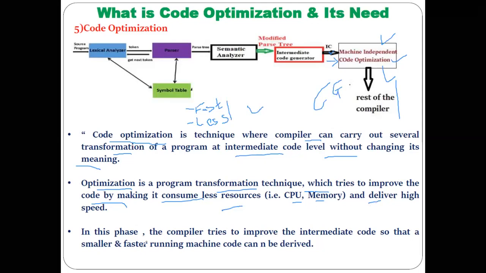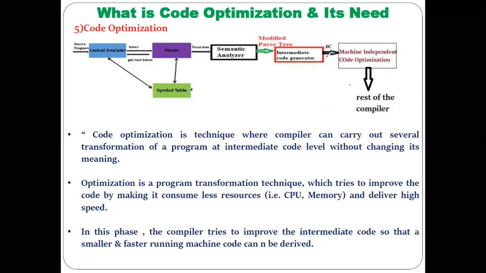Okay. So in this phase, the compiler tries to improve the intermediate code so that smaller and faster running machine code can be generated. So in the code optimization phase, what we try to improve is the intermediate code. That is the input the code optimizer phase receives from its previous phase, that is, intermediate code. So we do the modifications and changes on the intermediate code. And we do the changes in such a way that our intermediate code should not give you an incorrect result. It should give you the correct result.